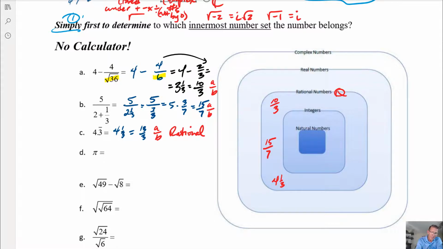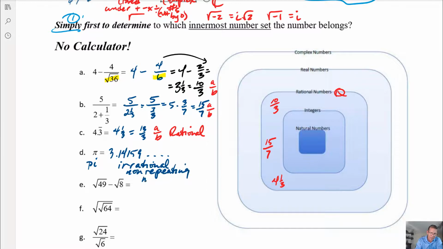And then you got this pi, the famous pi, and that's 3.14159. It's an irrational number. It's an irrational, non-repeating, non-terminating number.